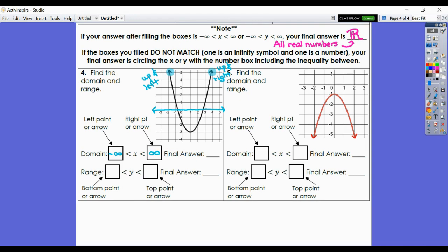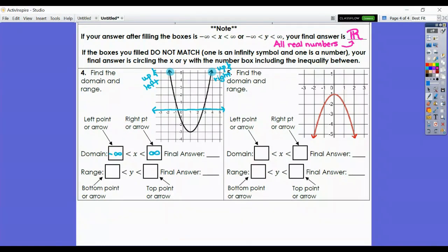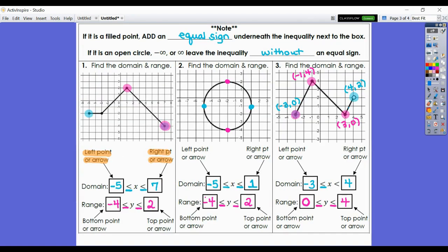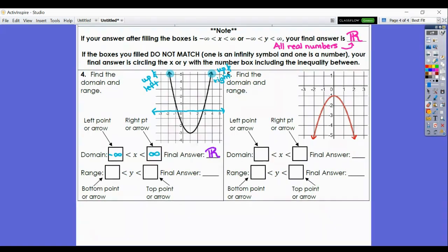We had a note above that when I have negative infinity less than x being less than infinity, I put in my final answer as all real numbers. Again, how you make that R is you draw a vertical line and then draw an R next to that vertical line. No equal signs for negative infinity or infinity. We talked about that when I flash back to this slide in our second note there.